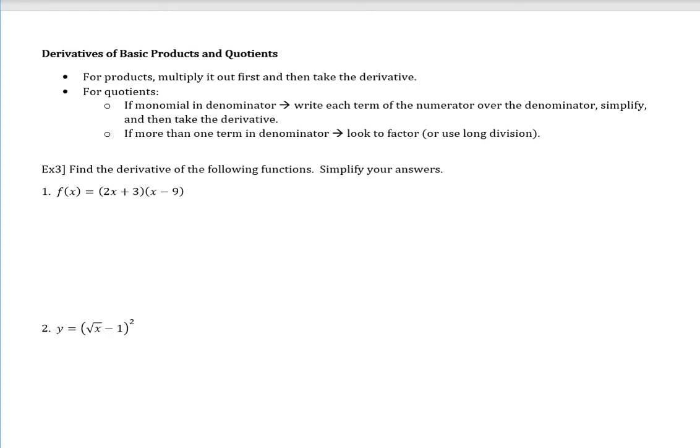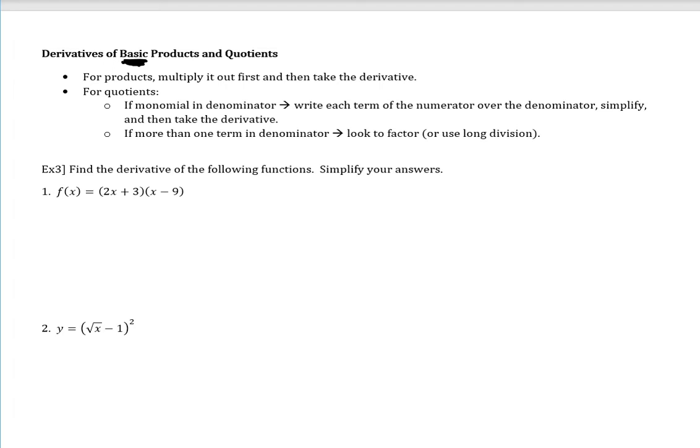So we will have rules for derivatives of products and quotients. However, we always want to check to see if it's a basic one, because then it's easier to do with what we're going to do here in this video. For products, all we'll do is just multiply this out. Like in number one, we see we have a product. So all we'll do is just multiply it out, which often means we might need to FOIL. And then afterwards, we'll take the derivatives.